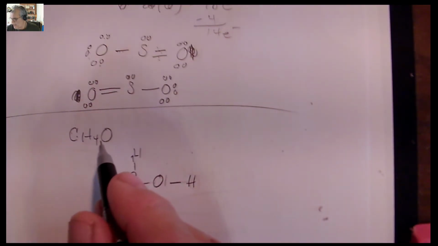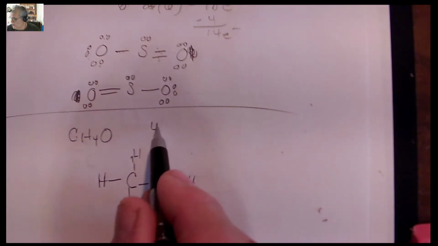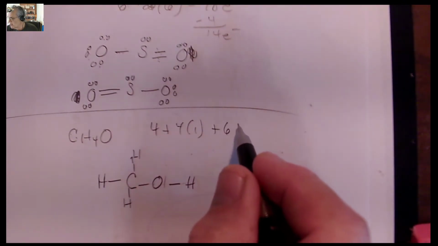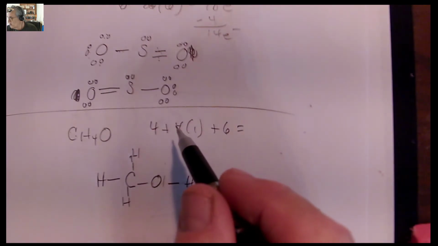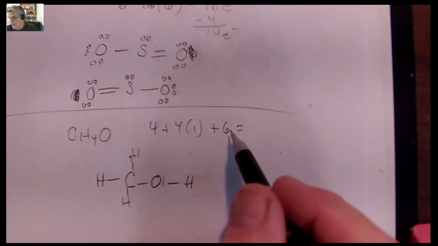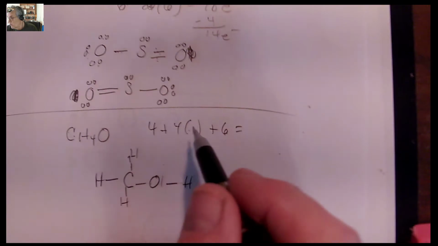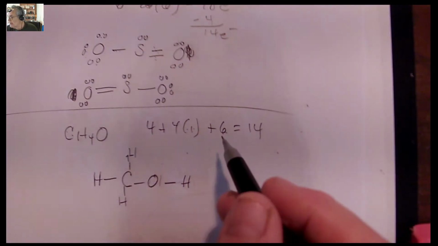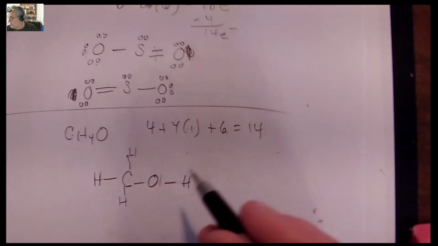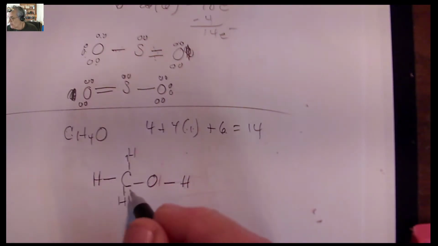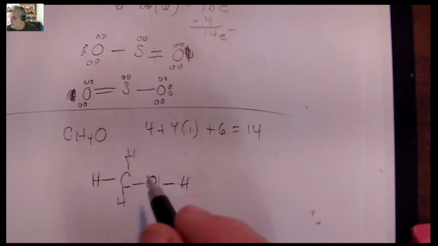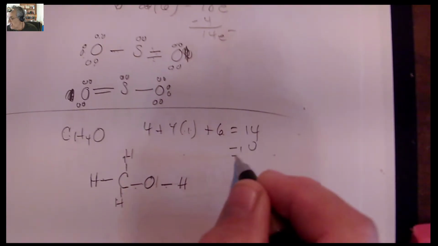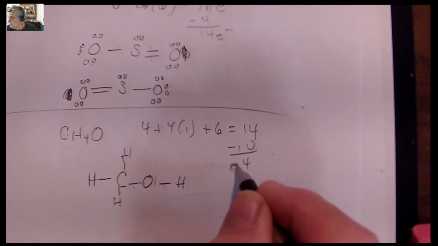So if I do that, how many electrons do I have? Well, carbon's got 4, plus 4 times the 1 for each hydrogen, plus 6 for the oxygen. So I've got 4, 8, and 6 is how many? That's going to be 14 total, right? I've used up 2, 4, 6, 8, 10. Remember, I have 2 in each one of these bonds, so 2, 4, 6, 8, 10. So I've used up 10. I have 4 electrons remaining.